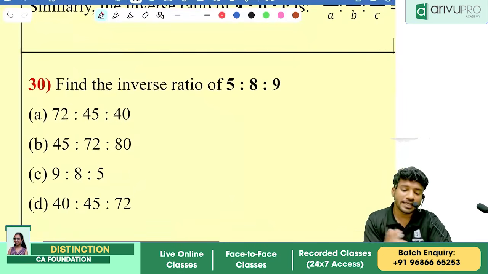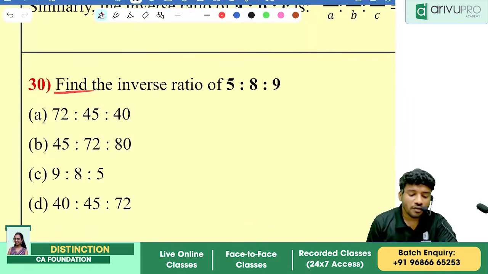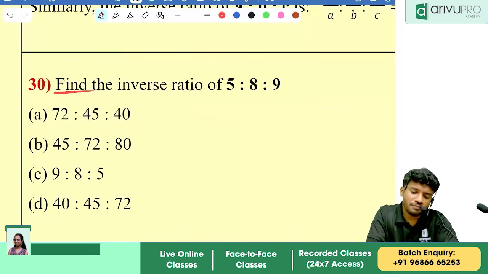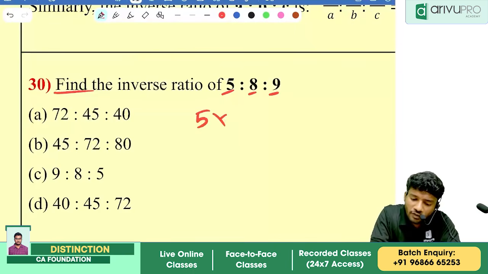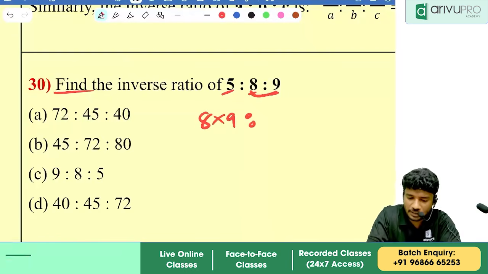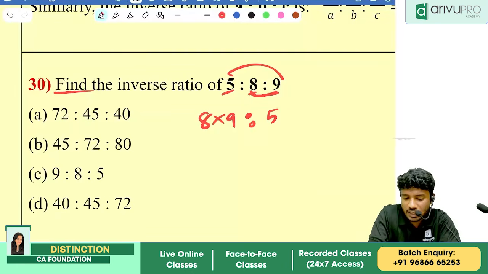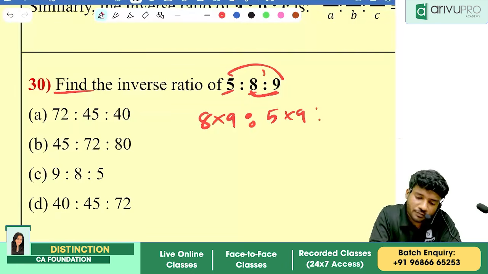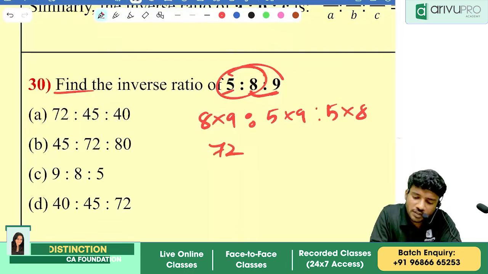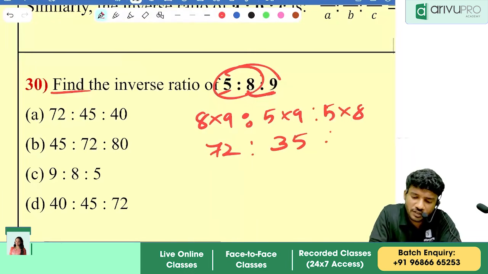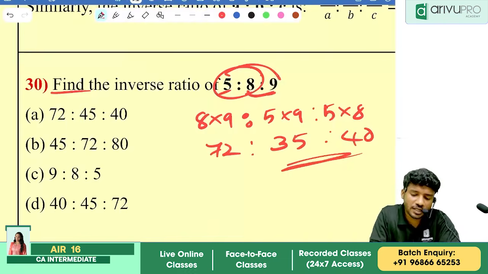Now, people, get me the inverse of this. Find the inverse ratio of 5 is to 8 is to 9. How will you write? The inverse of 5 is to 8 is to 9 is nothing but 8 into 9 is to 5 into 9 is to 5 into 8. So the answer is what? 72 is to 45 is to 40. Which option is the answer?